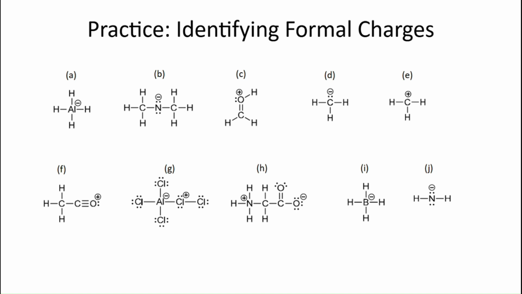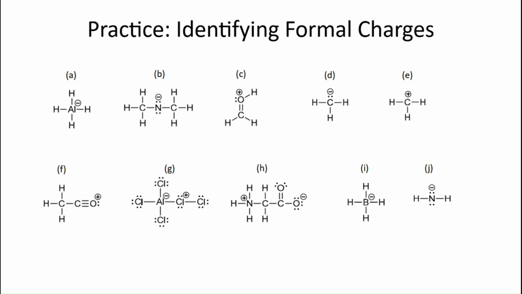Structure G. 2 of the atoms in this structure exhibit a formal charge because each of these atoms does not exhibit the appropriate number of valence electrons. The aluminum atom, group 3A, should have 3 valence electrons, but it exhibits 4, 1 for each bond. With 1 extra electron, this aluminum atom will bear a negative charge. The neighboring chlorine atom, to the right, should have 7 valence electrons, but it exhibits only 6, 1 for each bond and 2 for each lone pair. It is missing 1 electron, so this chlorine atom will bear a positive charge.